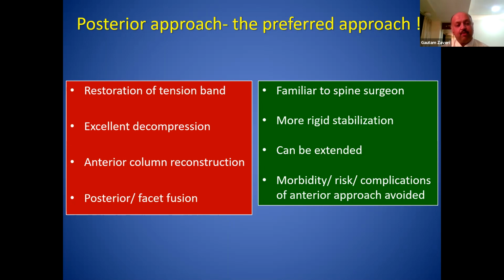Through the posterior approach, we can do adequate anterior column reconstruction by a variety of different methods. And we can do a posterior fusion also. Additionally, the posterior approach is familiar to all spine surgeons. It offers more rigid stabilization than an anterior approach.